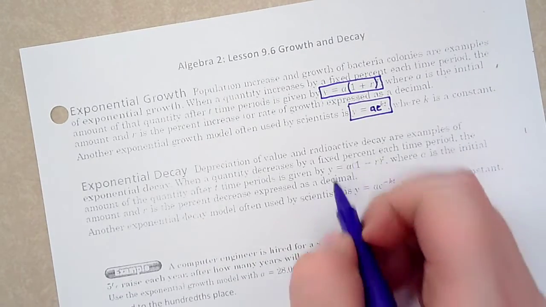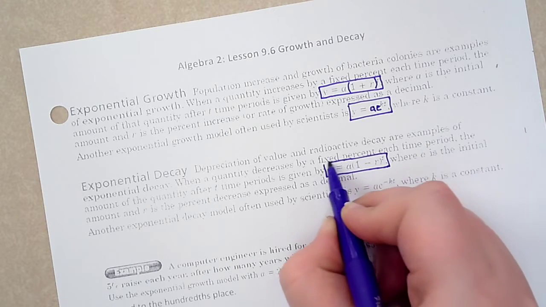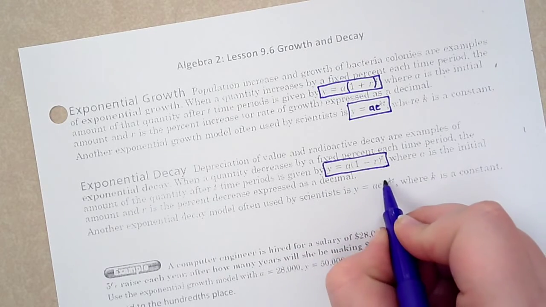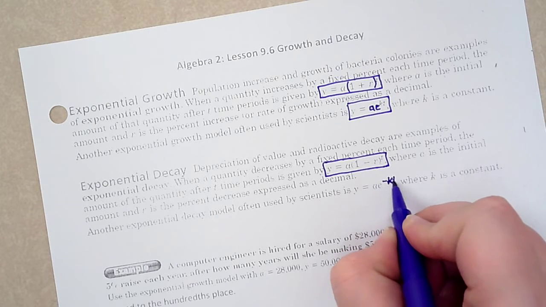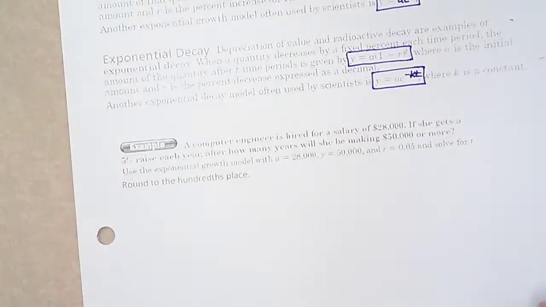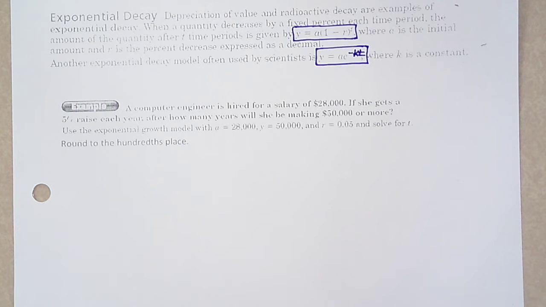And then the same thing for exponential decay. The only difference here is that we've got a minus sign in the middle. And then again, the constant becomes a negative constant of growth. So those are the important parts. You can read through those on your own. The easiest way to learn about exponential growth and decay is just to jump into some examples.